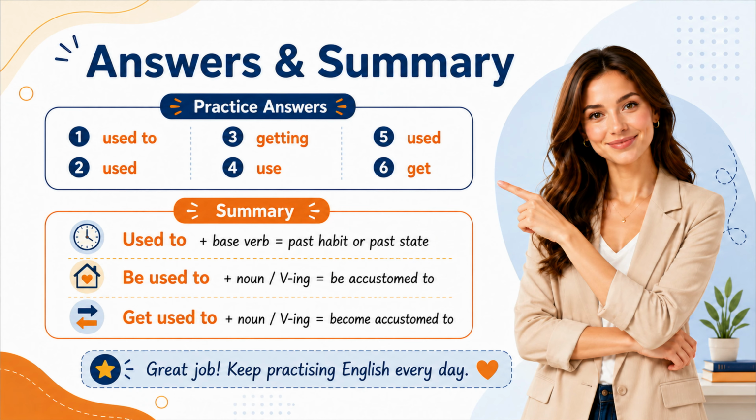Number 3. We are slowly getting used to the cold weather. This describes an ongoing process of adjustment. Number 4. He didn't use to drink tea. After didn't, we use use without the letter D.